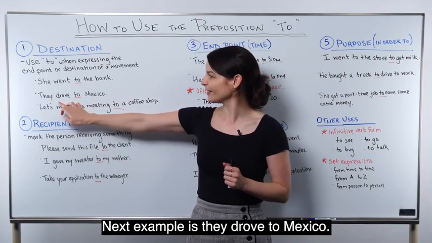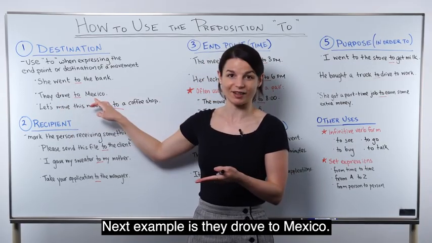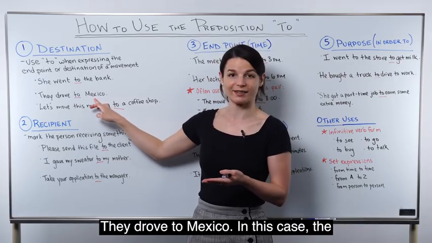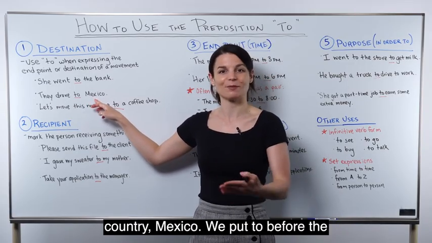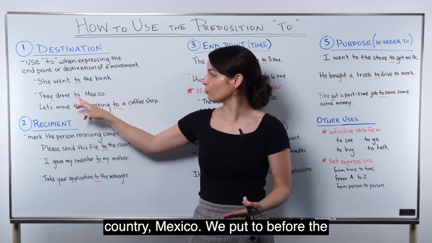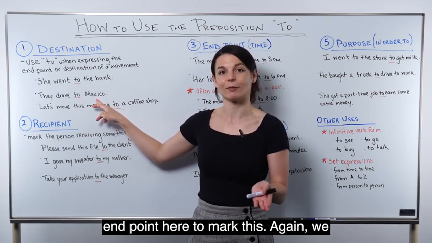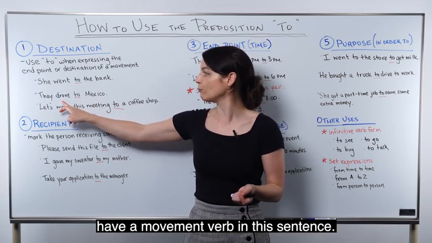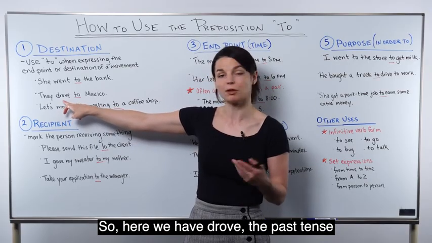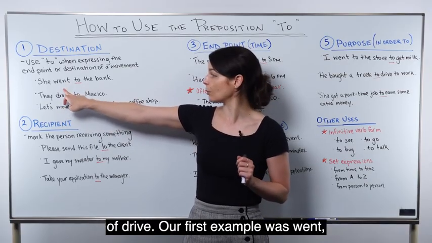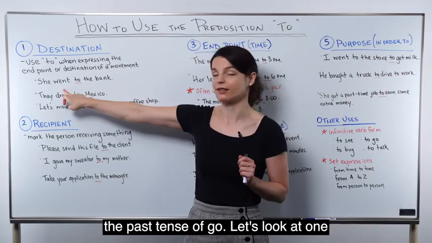Next example is they drove to Mexico. They drove to Mexico. In this case, the destination or the end point is a country, Mexico. We put to before the end point here to mark this. Again, we have a movement verb in this sentence. So here we have drove, the past tense of drive. Our first example was went, the past tense of go.